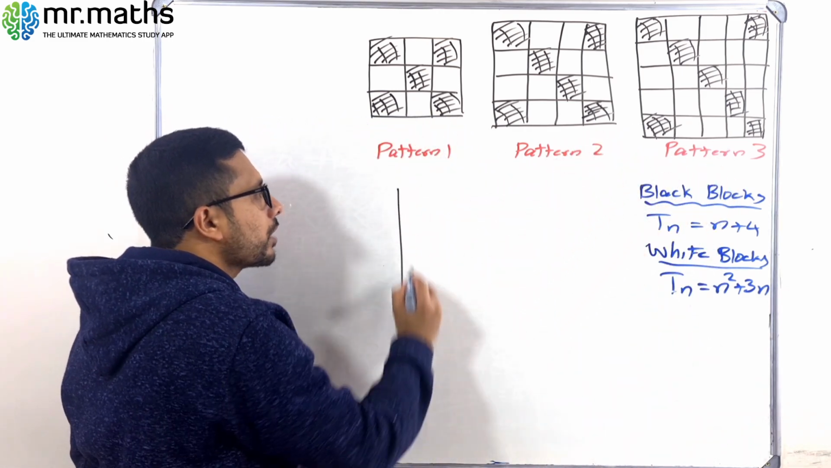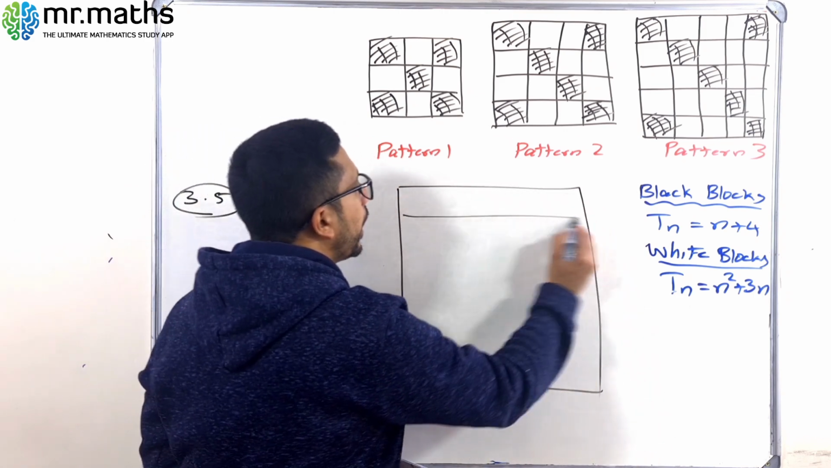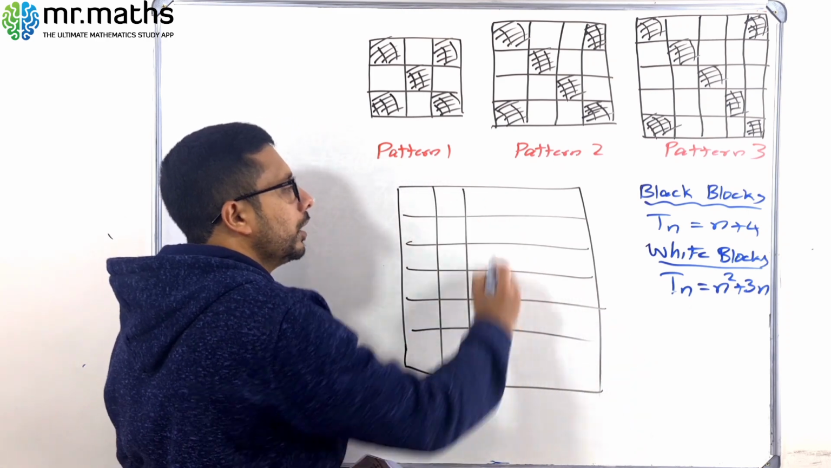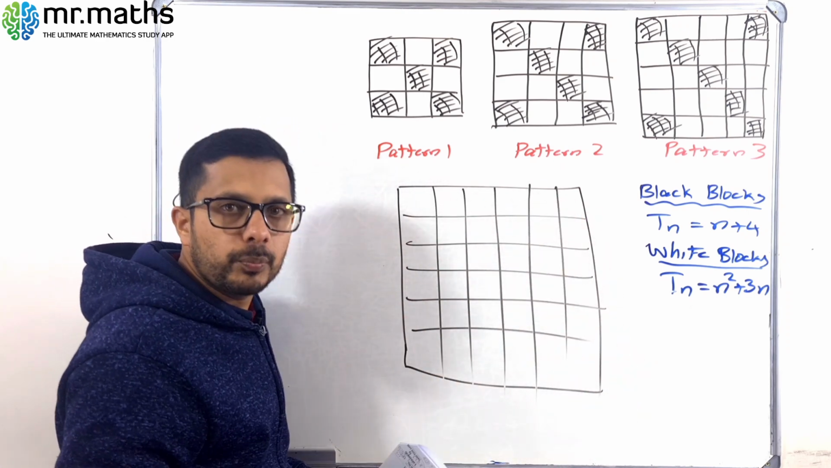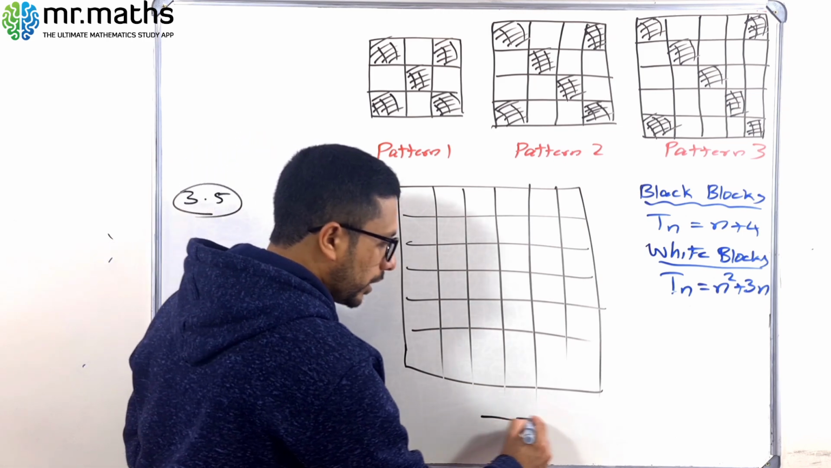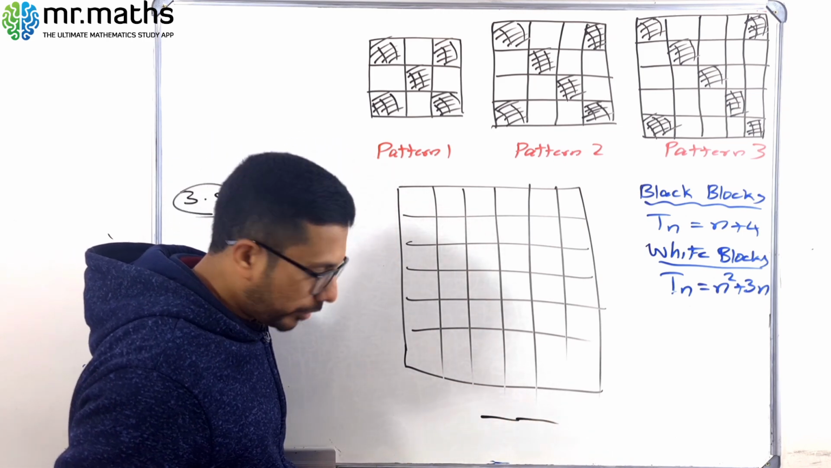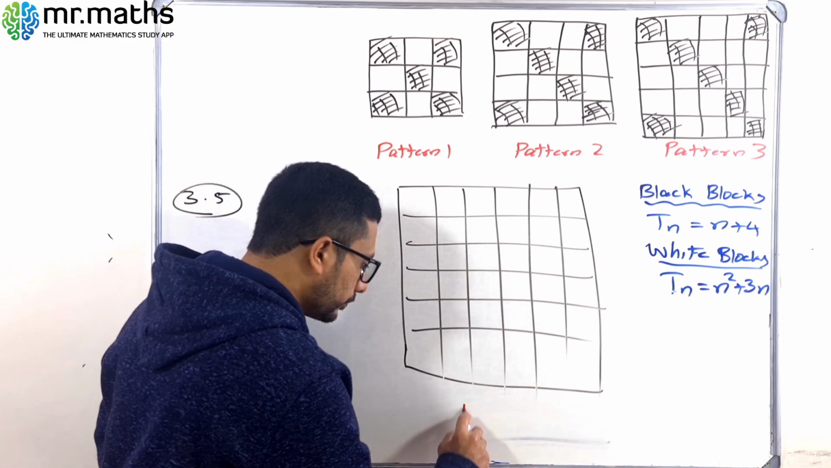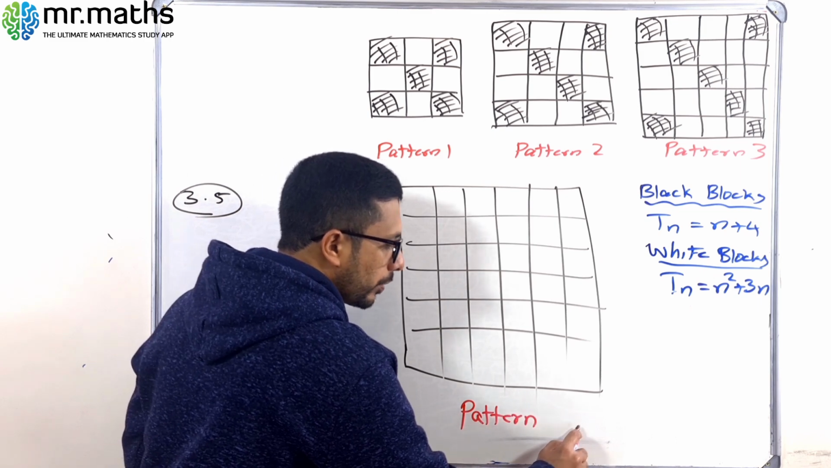And there is another big pattern here. In that big pattern, I don't know how many blocks there are, I'm just drawing. Maybe it is more than this one. So let me write a pattern here; we don't know what the pattern number is.